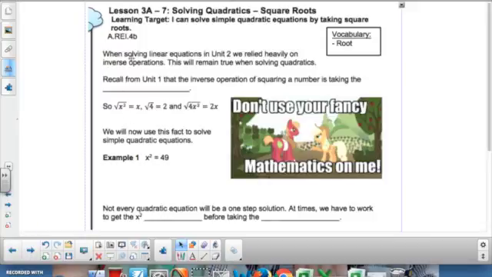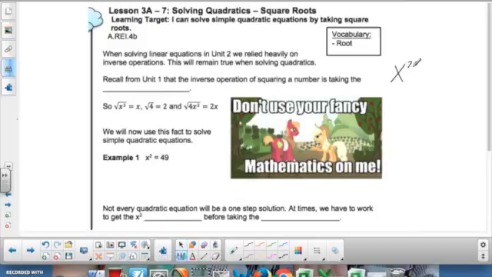When solving linear equations back in Unit 2, you relied heavily on inverse operations. You were trying to isolate your variable using inverse operations. We're still going to be using some of those same methodologies when we're solving quadratics. We did cover way back in Unit 1 that the inverse operation of squaring a number, so what I mean by that is the opposite of x squared, is taking the square root. Okay, so if you have x squared and you take the square root of it, you get just x.